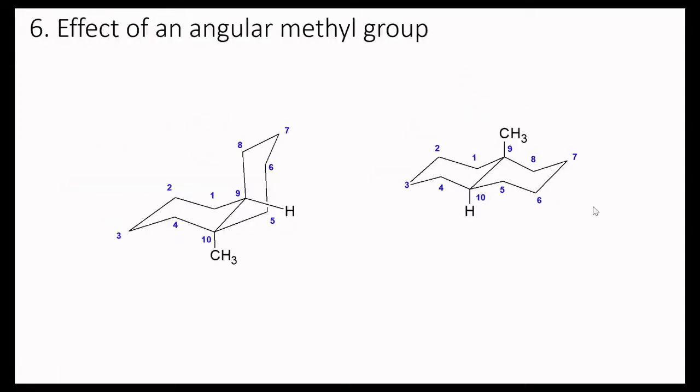So now we are going to talk about the effect of angular methyl group. Now what do you mean by angular methyl group? तुम अगर यहाँ पे bridgehead कार्बन देखोगे 10th वाला या फिर यहाँ पे 9th वाला, हमने क्या किया है, उस bridgehead कार्बन को substitute किया है. We are not doing substitution at any other carbon.